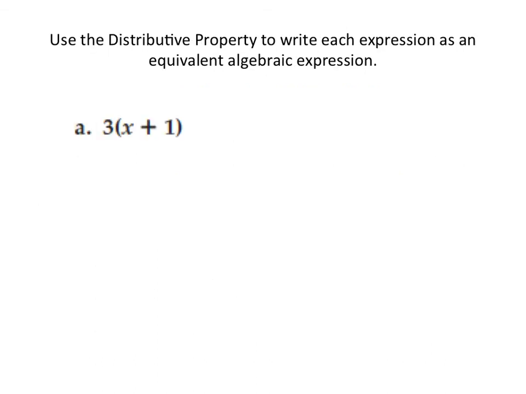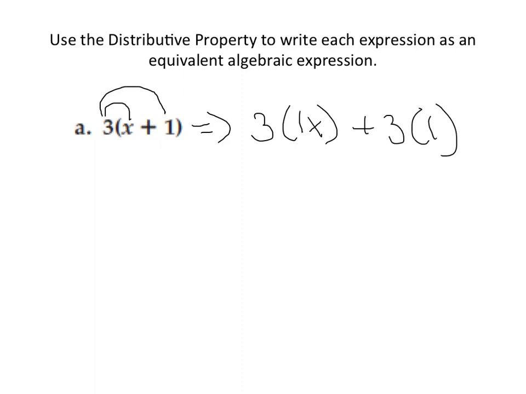Alright, in this slide it says use the distributive property to write each expression as an equivalent algebraic expression. We're using algebra, meaning that we have variables. In this case we have an x. So this is 3 times the quantity of x plus 1. We're going to use the distributive property. We don't have to do PEMDAS. We cannot add x and 1. So we're going to go to our next step, which is multiply. We're going to use the distributive property to multiply. So I have 3 times 1x plus 3 times 1. I'm going to simplify that to 3x plus 3. And that is our answer.